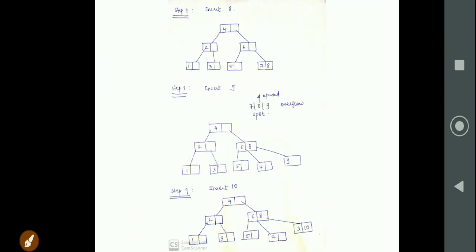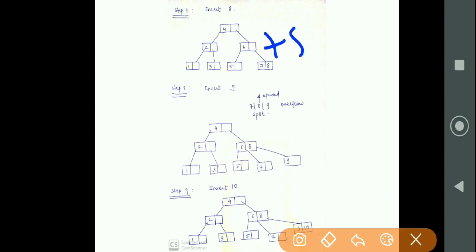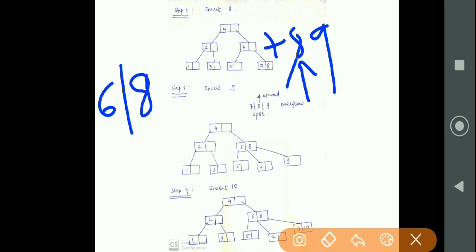Now step 7. In step 7 we are going to insert 8. We don't have any problem in inserting 8 because we have a vacant place beside 7. In step 8 we are going to insert 9. When we insert 9, we have the problem 7, 8, 9. So what we are going to do is put 8 upward. When we put 8 upward, the place beside 6 is vacant. So 8 is placed there.